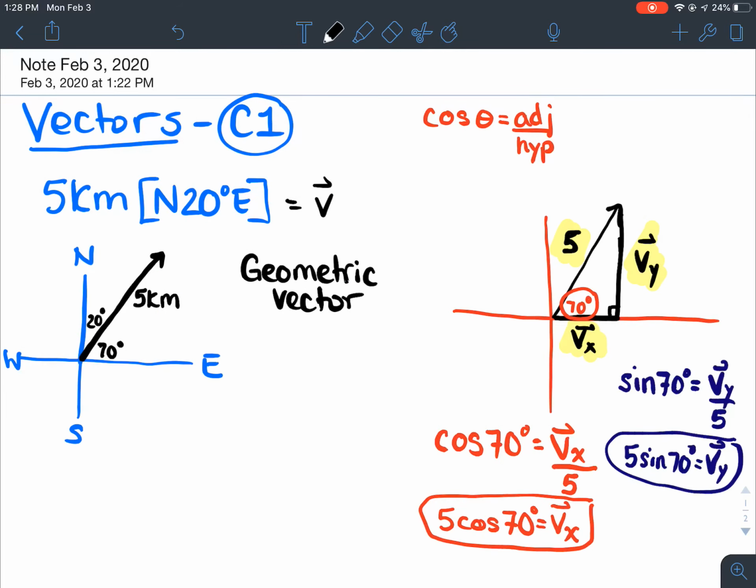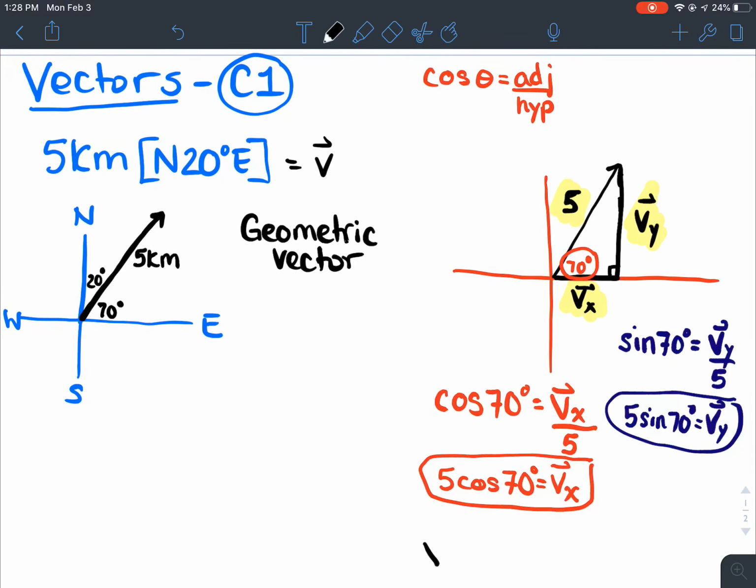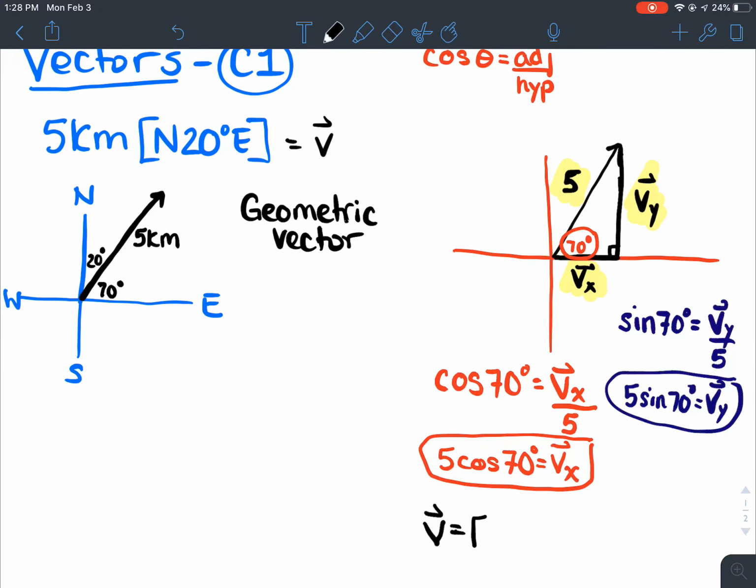Now if I wanted to write that as an algebraic vector, let's call it vector v, I would describe it as a set of coordinates. I'd write my x coordinate, which is 5 cos 70, and then my y component, which is 5 sine 70. It's not horrible writing it like that, because then I haven't rounded anything. What if it equals something like 2.7134? It might be nicer leaving it like this. These would be the exact values.